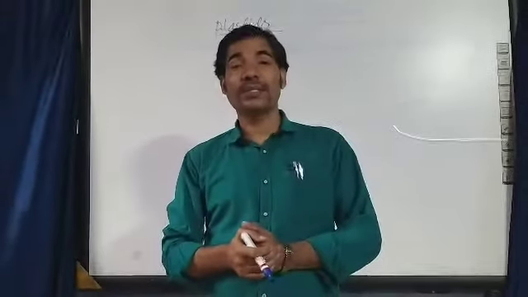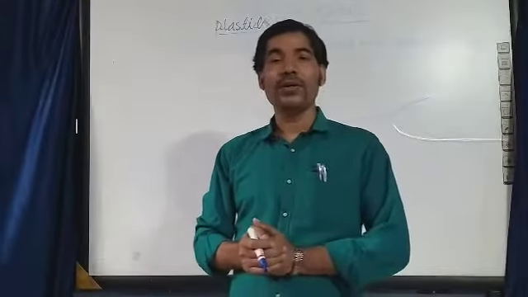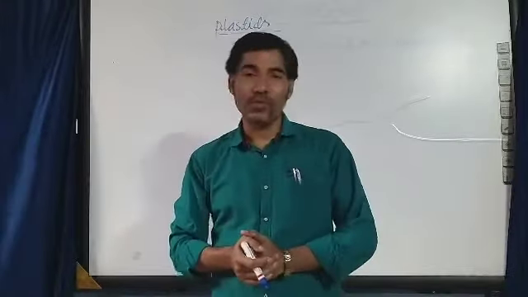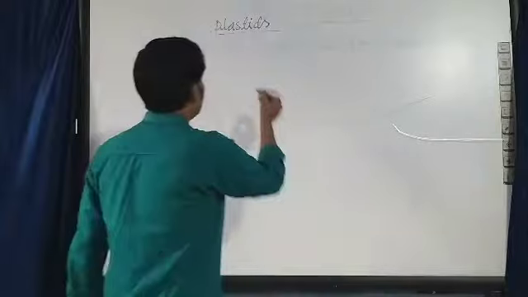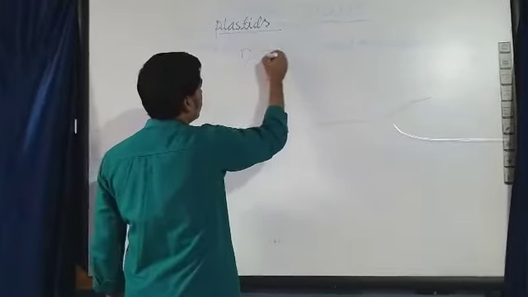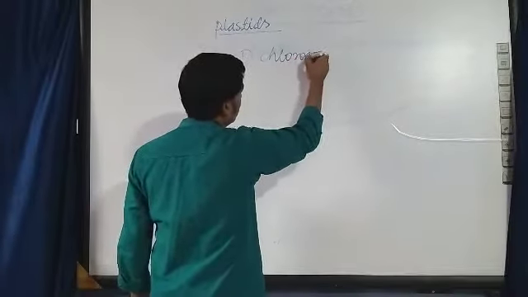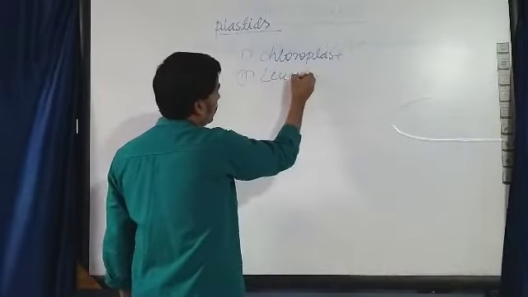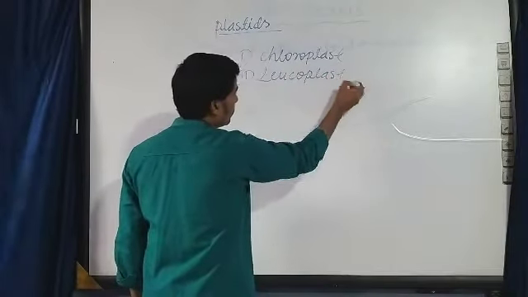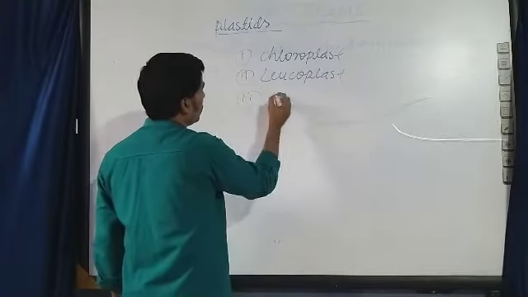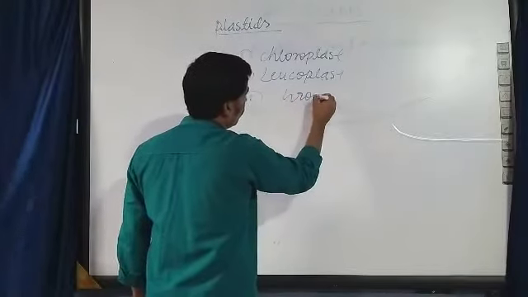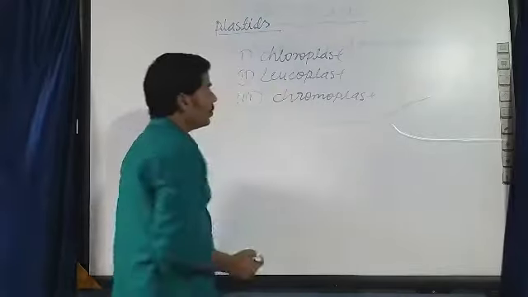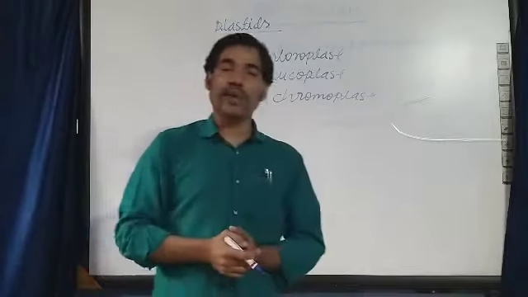Plastids are of three types, in which first is called chloroplast, second is called leucoplast, and third is called chromoplast. So I am going to write here: first is called chloroplast, second is called leucoplast, and third is called chromoplast. Okay, so these are the three different types of plastids.